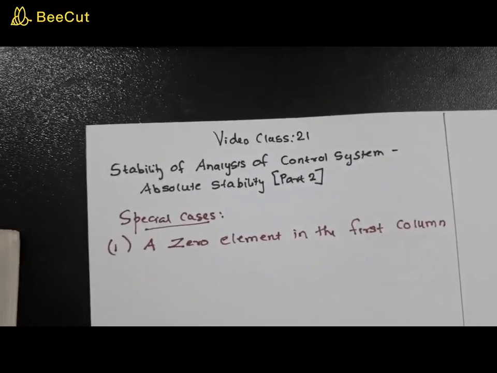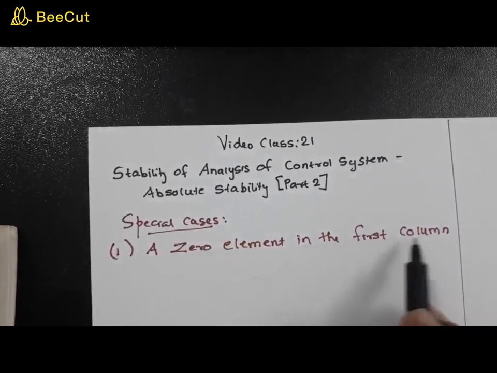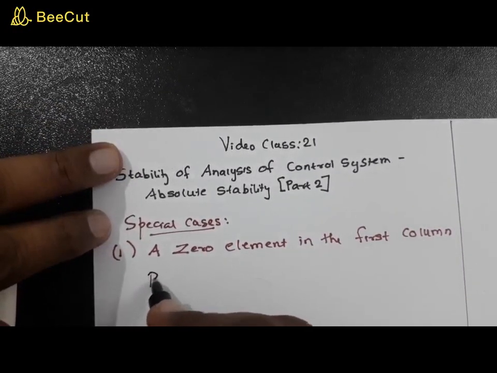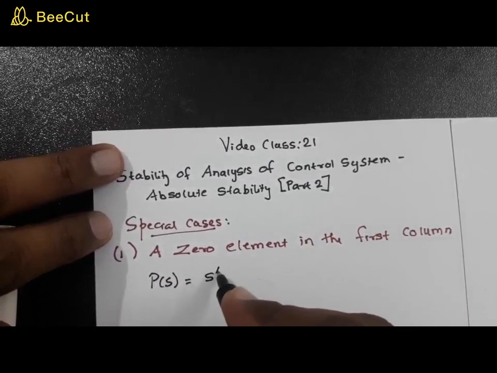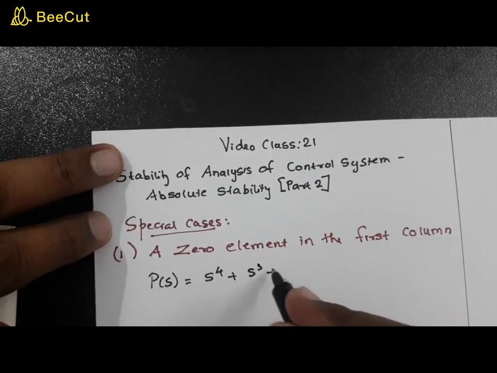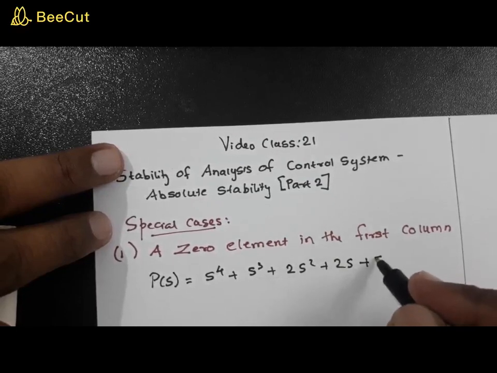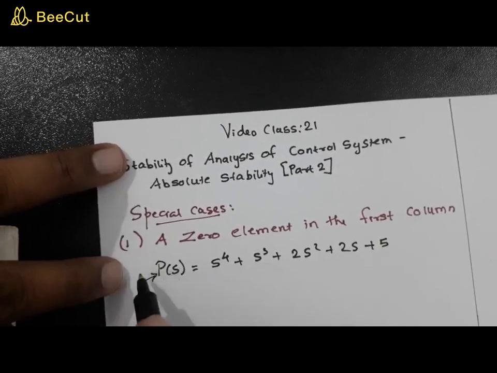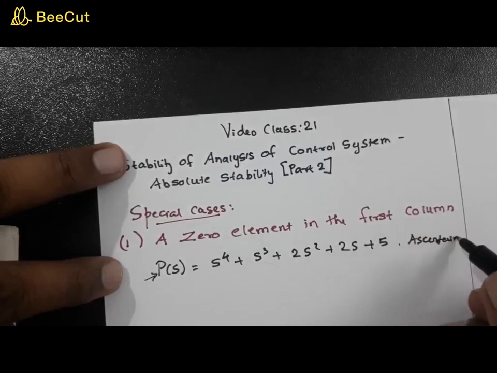Okay, now case 1. So this is special case 1, where a 0 element is in the first column. So for that, I'm just doing a problem, consider a P of S which is given by s^4 + s^3 + 2s^2 + 2s + 5. Okay, so this is a characteristic polynomial, and you're asked to ascertain the stability of the system.